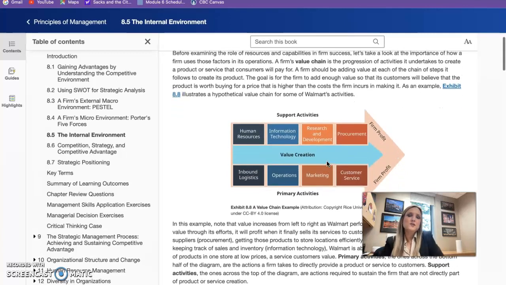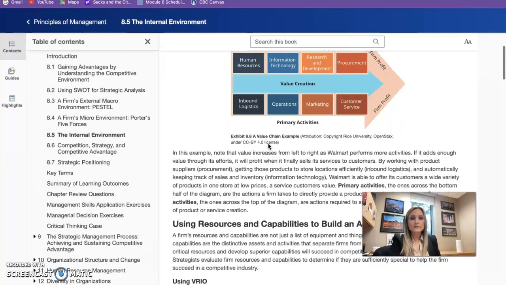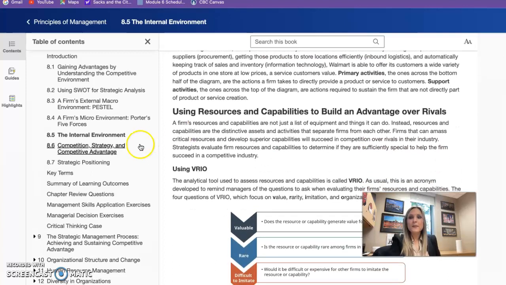And it gives you a good diagram in your text when it talks about value creation. You've got your support activities and your primary activities. I won't read each one to you, but it all leads to the profit of the firm. And I think that's a really good visual there, if you will.